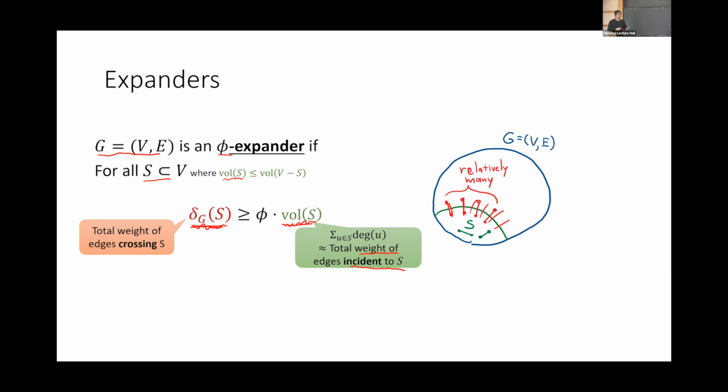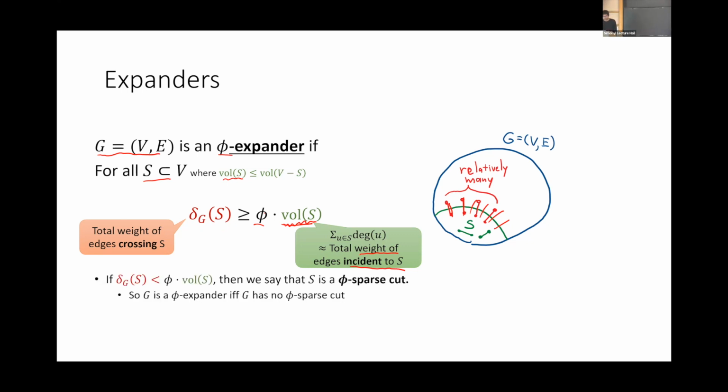So it's an edge expander. This cut size should be at least a φ fraction of the volume. And if there is some cut S such that the cut size is smaller than φ times the volume, then I say that this cut S is a φ-sparse cut. So when we say that the graph is a φ-expander, I just really mean there is no φ-sparse cut in the graph. That's the terminology in this talk.